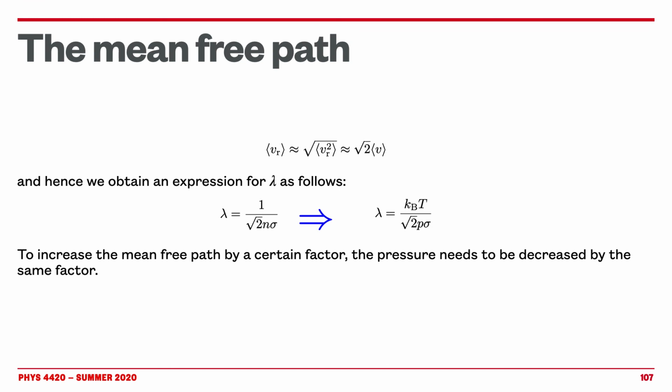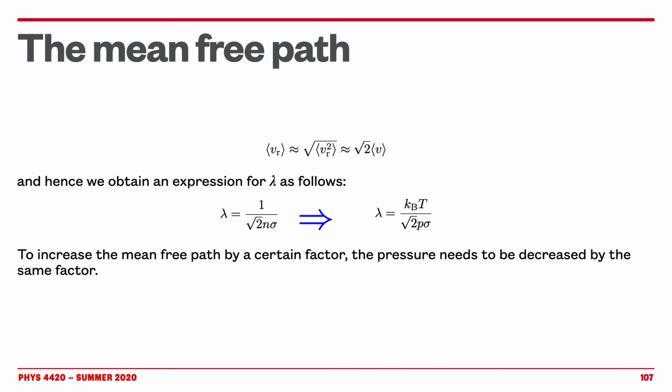So if we plug that in the equation we had before, we find that what we end up with is that the mean free path lambda is actually 1 over square root 2 n sigma. And this is much closer to what we would expect from an experimental measurement. Now, we can also, and this is on the right-hand side of the blue arrow there, substitute the density of particles n using the ideal gas law, right? The ideal gas law being PV equals N k_B T.